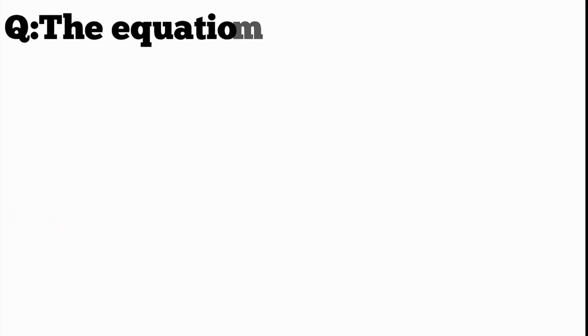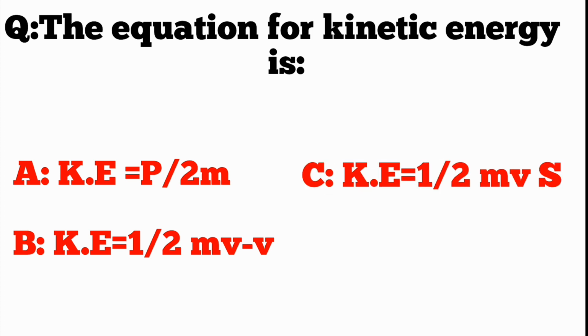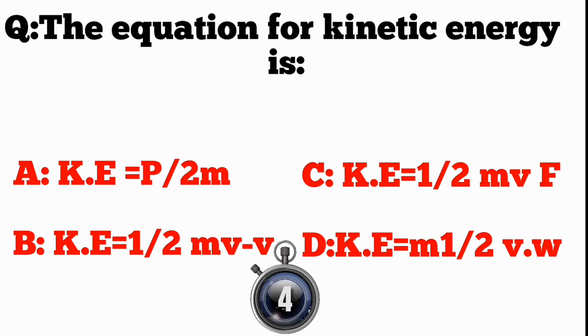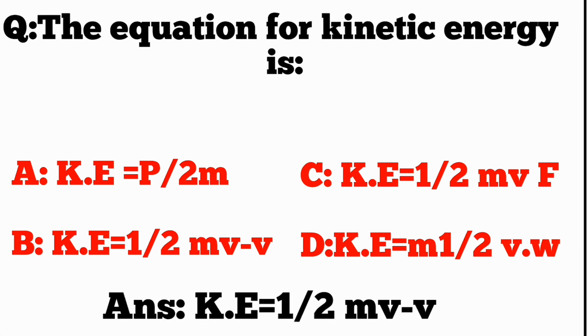Q. The equation for kinetic energy is A. K equals P squared over 2m, B. K equals 1/2 mv², C. K equals 1/2 mv, D. K equals 1/2 mv³. Ans. K equals 1/2 mv².